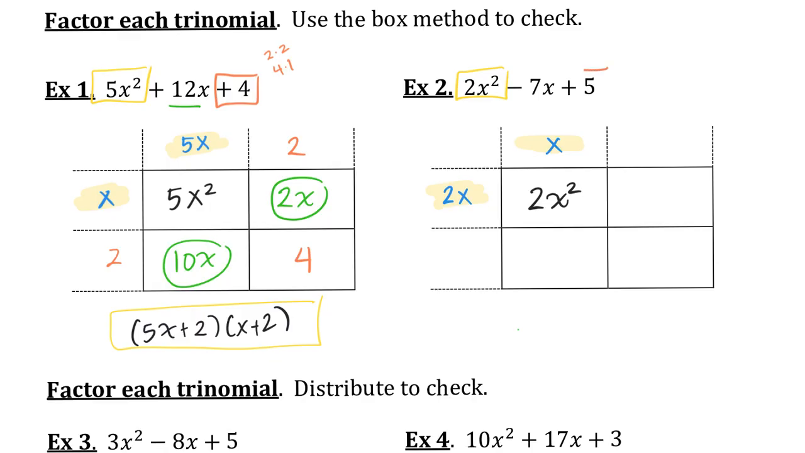The last term's 5. What can I times to get 5? Well, I could do 5 times 1. I could also do 1 times 5. And in this case, it does actually make a difference. So let's just make a guess about 1 and then see if it works. If it doesn't work, I switch it.